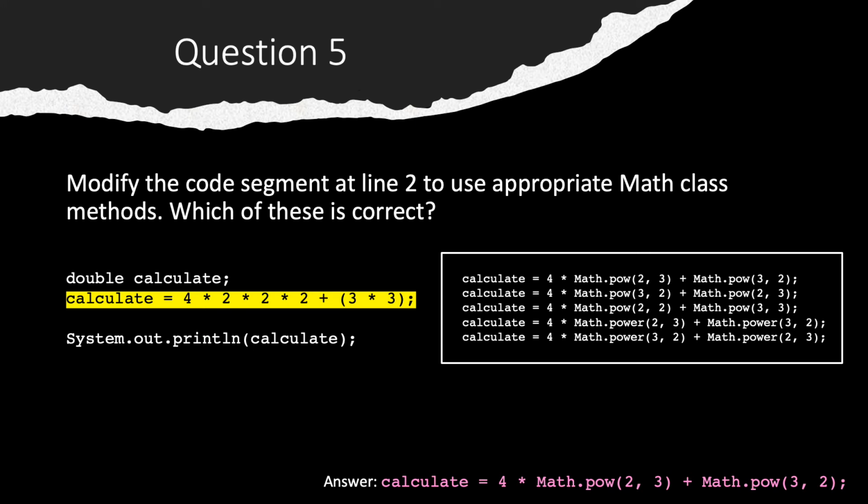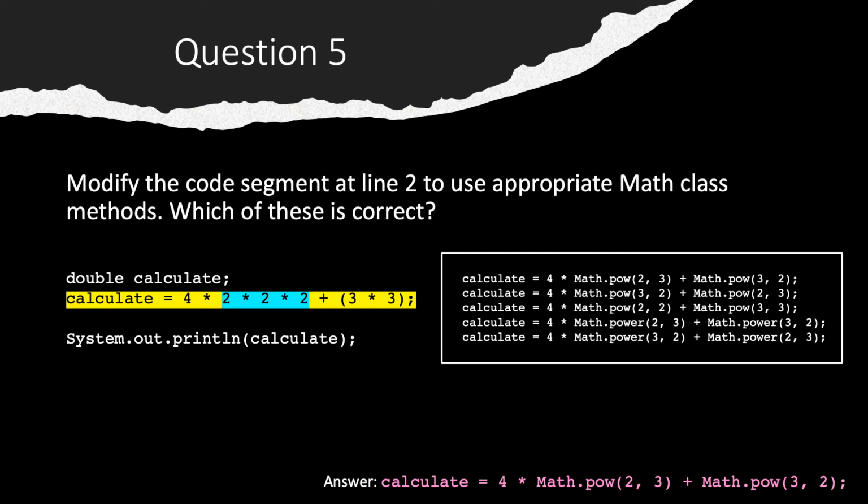Question 5. Modify the code segment at line 2 to use appropriate maths class methods. We have calculate equal to 4 times 2 times 2 times 2 plus 3 times 3. Which of the given answers is correct? We have 2 times 2 times 2, so we need to use the power method from the maths class. Many of you choose maths.power, which is the POWER, which is incorrect.